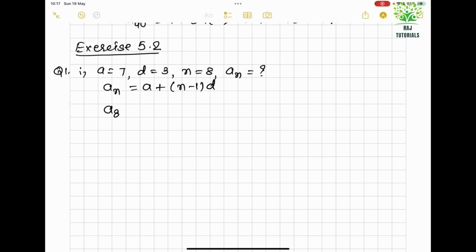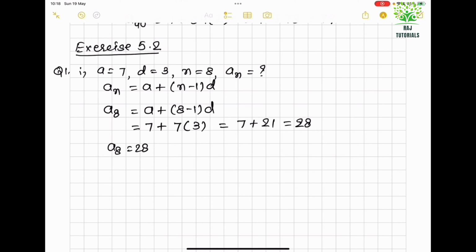So I need to find A8. So A plus 8 minus 1 into D. So A is 7, plus 8 minus 1 will be 7, into D is 3. So this will be 7 plus 21. So 28. So A8 is 28.